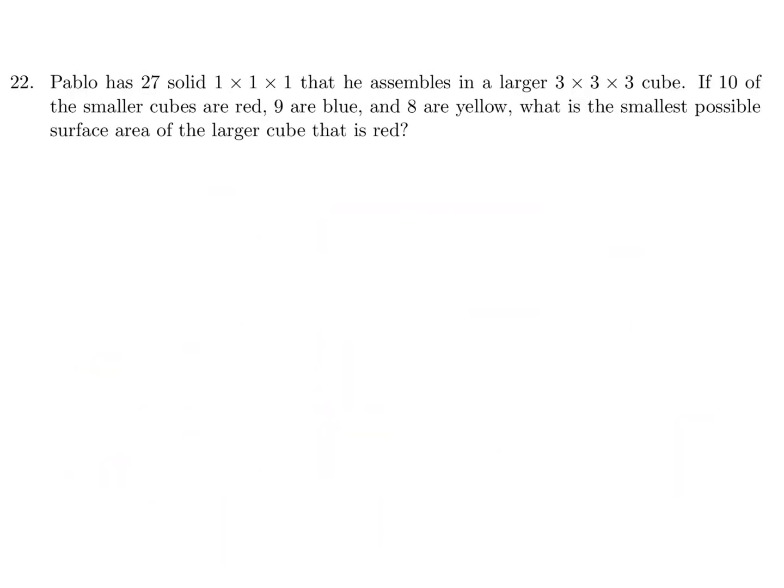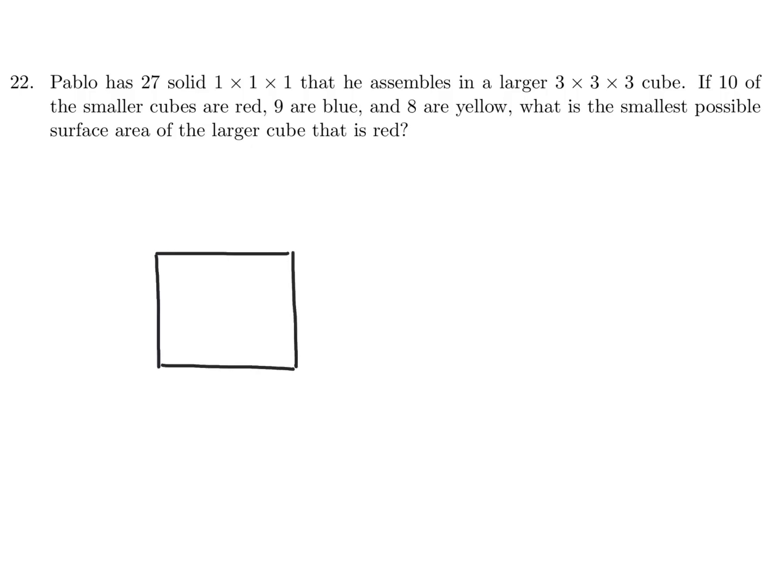Pablo has 27 1 by 1 by 1 solid cubes that he assembles in a larger 3 by 3 by 3 cube. If 10 of the smaller cubes are red, 9 are blue, and 8 are yellow, what is the smallest possible surface area of the larger cube that is red? Let's draw that 3 by 3 as best I can.